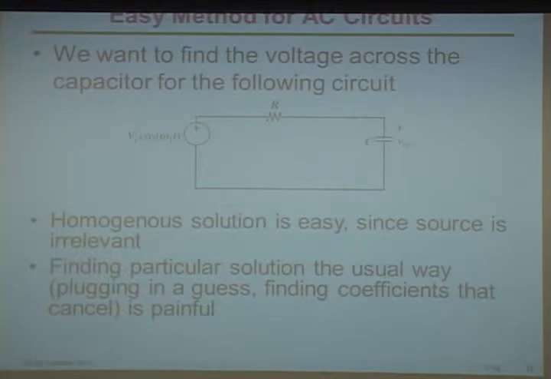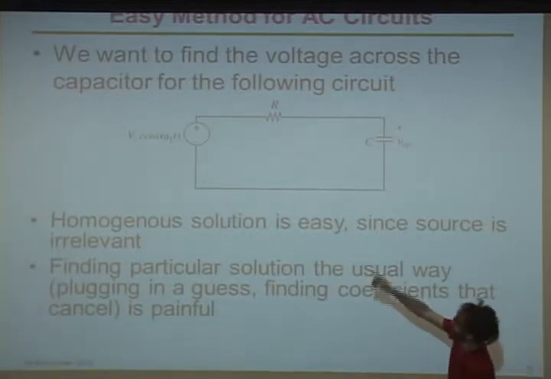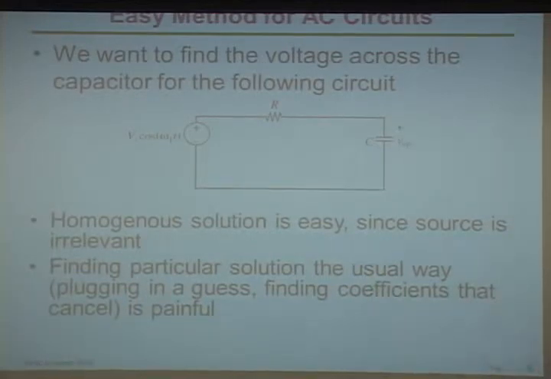Suppose we want to find the voltage across a capacitor here, and the new thing is that we have some sinusoidal source. What we'll see, as we said last time, is that the homogeneous solution is really easy, because whenever you're doing the homogeneous solution, you toss out the source. You can find the particular solution the usual way, where you make up a guess. You decide it looks like a weighted sum of sines and cosines, and try to find coefficients that cancel. But the problem is, if you actually go through and do it, it's terrible. As you guys remember.